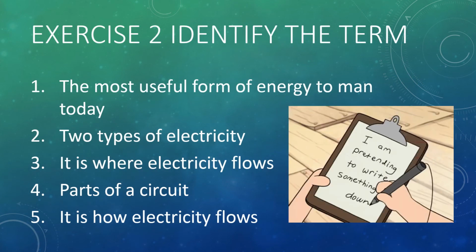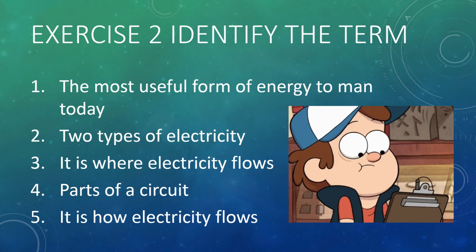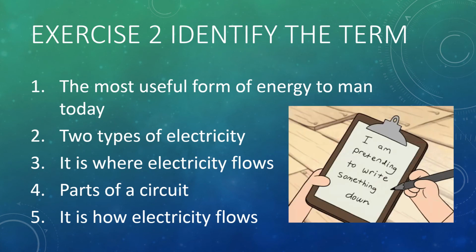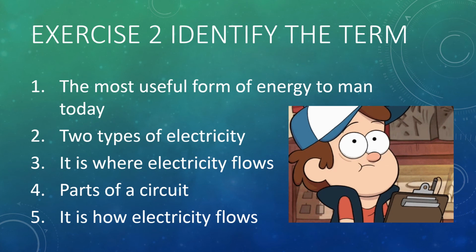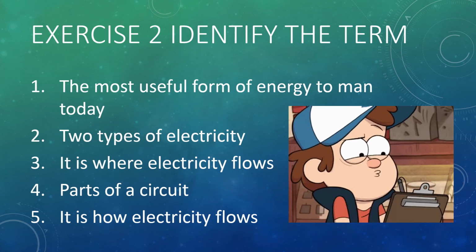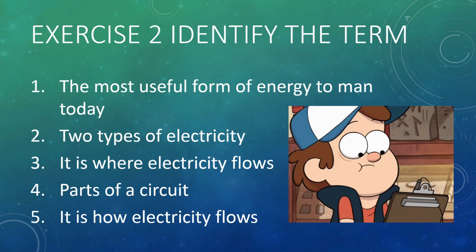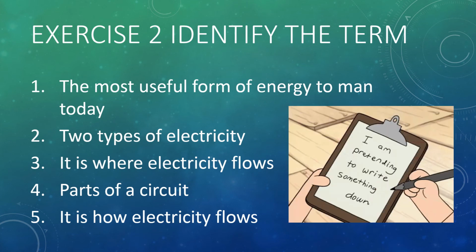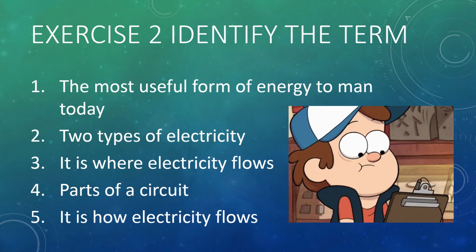Now let us answer exercise 2. In this exercise, you need to identify the term described in each item. Number 1. It is the most useful form of energy to man today. Number 2. What are the two types of electricity?